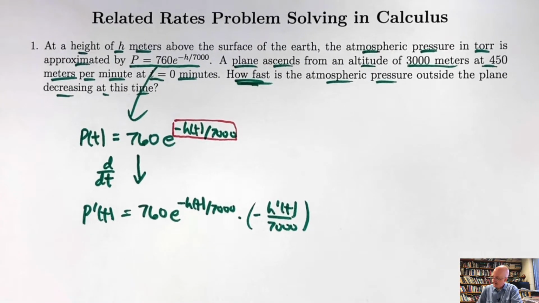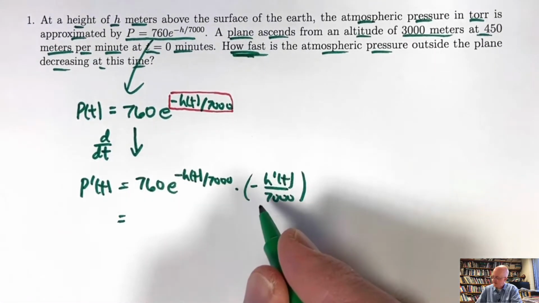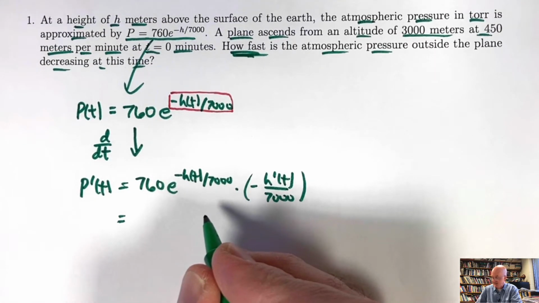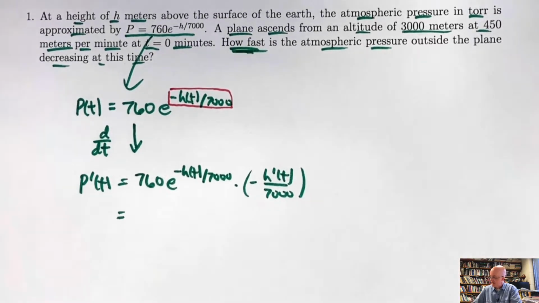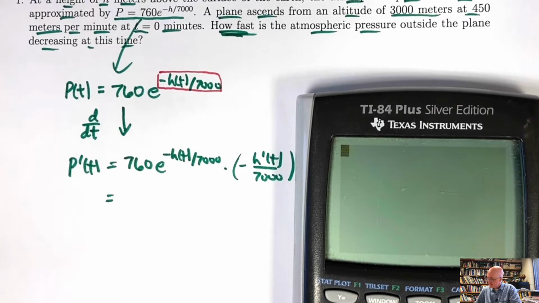Okay? And then we can simplify a little bit. You don't really have too much. I mean, 760 over 7,000 would be the same as 76 over 700. Okay, use my calculator a bit here. That would be the same, okay, 76 over 700. We could write that down.